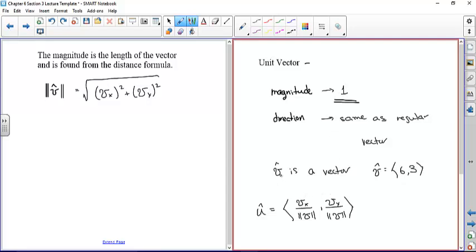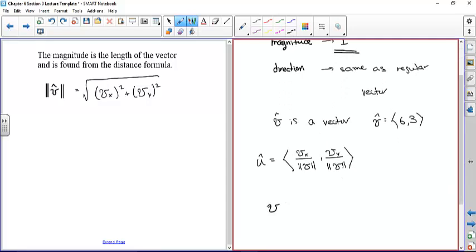So let's say we have this vector v, which has components 6, 3. The unit vector, we're using u to stand for unit, and the little hat means it's a unit vector, is equal to the x component, which is 6, divided by the magnitude, which we haven't calculated, but we will in just a second. And then the y component of the unit vector is 3 divided by whatever that magnitude is. So let's go ahead and calculate the magnitude.